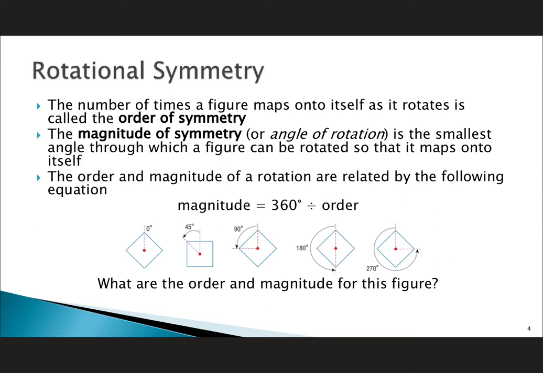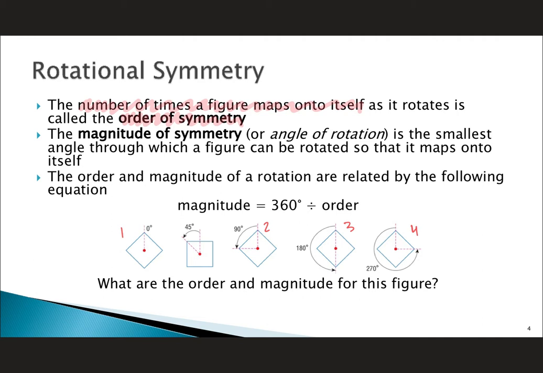More vocab words, but we're still talking about rotational symmetry. As I just mentioned, you can't just spin it however much you want. You have to spin it by an exact degree in order for it to have rotational symmetry. Order of symmetry, ta-da, is the number of times the figure maps onto itself. So in this case, the order of symmetry is going to be 4 because we have 1, the pre-image, 2, 90 degrees, 3, 180, 4, 270.